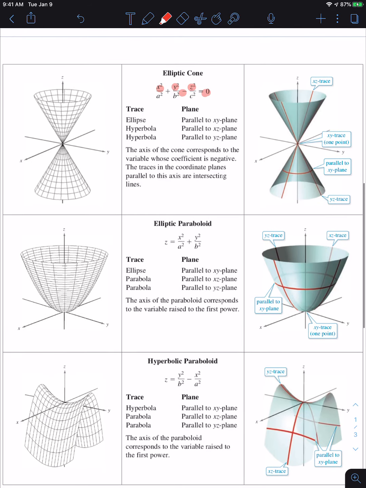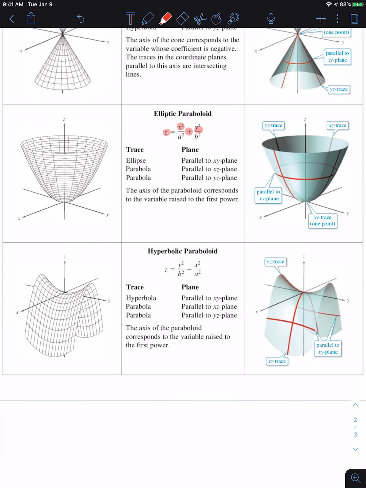For the elliptic paraboloid, this is where I have one of my variables to the first power, the other two variables to the second power, and a plus sign, right? Whichever one is not being squared is where we're centered, where the axis is. And then I have different traces. My traces in this case are either going to be an ellipse or a parabola, right?